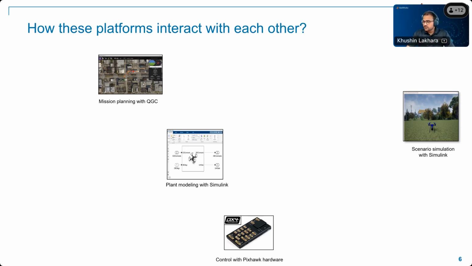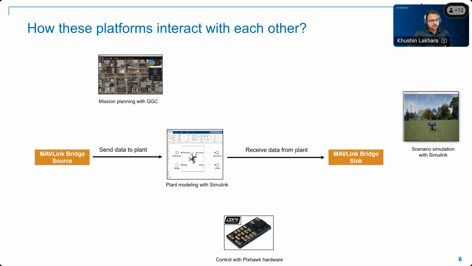So for all these purposes, we need to have some type of connectivity system among all of these subsystems. The first thing we use is MAVLink. If you are aware of MAVLink, it stands for Micro Air Vehicle Link. By creating the source and sink of the MAVLink bridge, we receive the data and we provide the data to MAVLink.